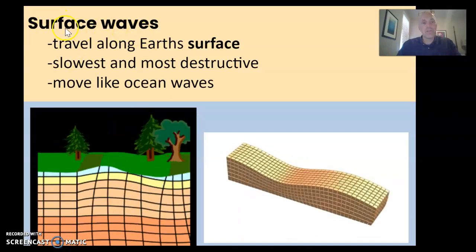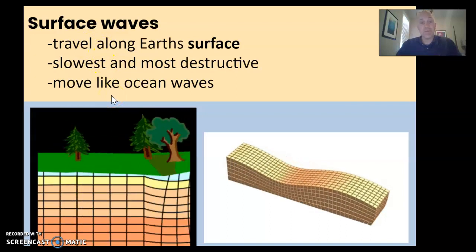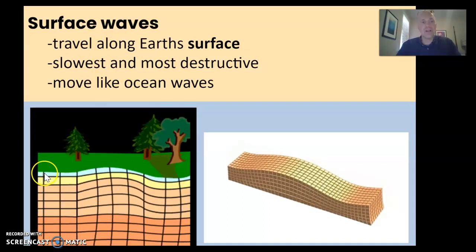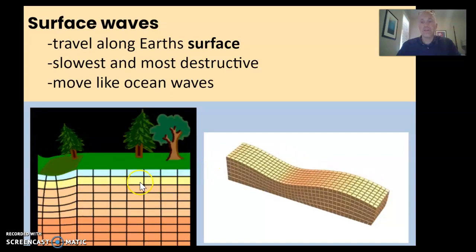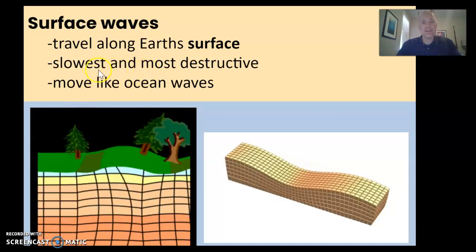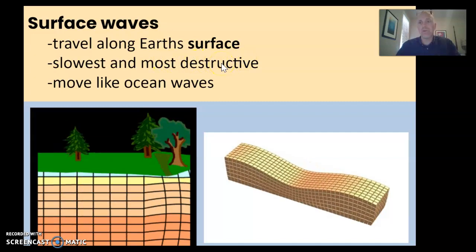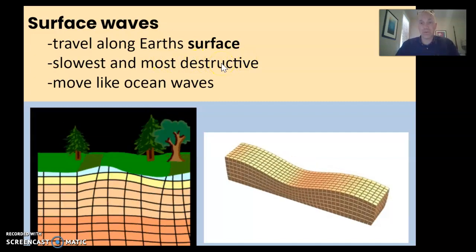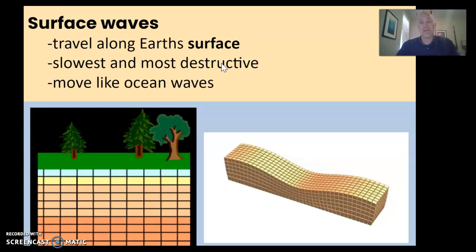And the last type of wave is a surface wave. And a surface wave, as the name would indicate, is something that travels just along the surface of the earth. The thing about the surface waves is that they're the slowest wave, but they're also the most destructive. When you think about all the damage that gets created in an earthquake, most of those are done by the surface waves.